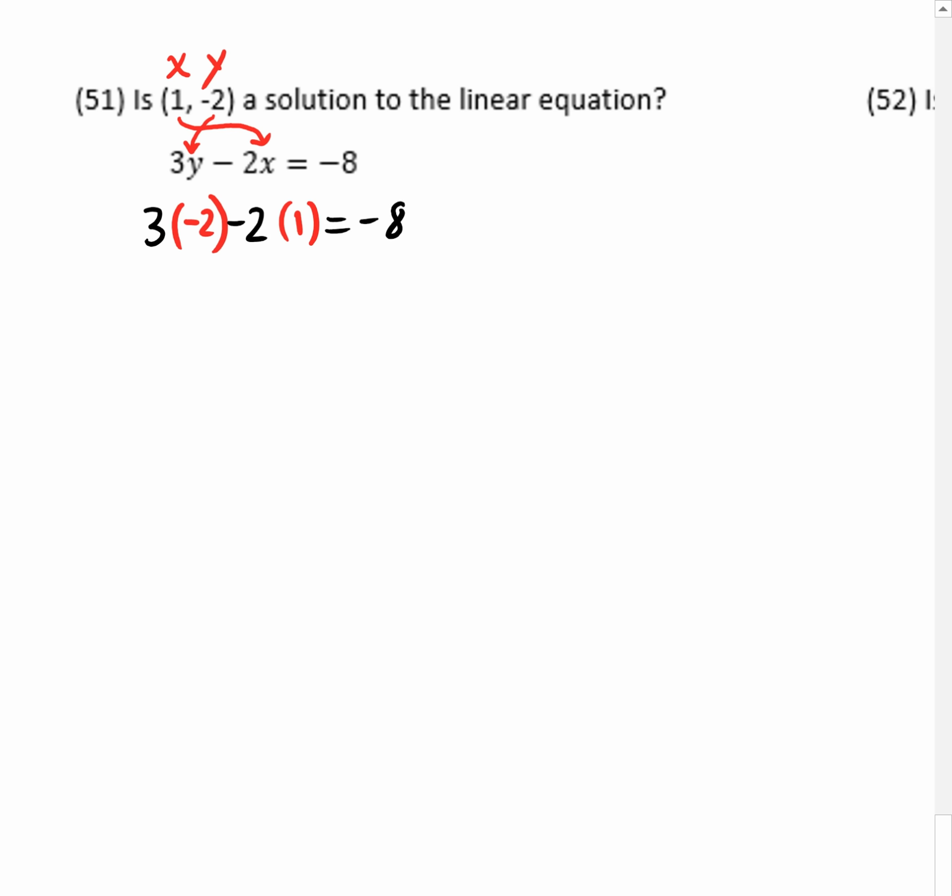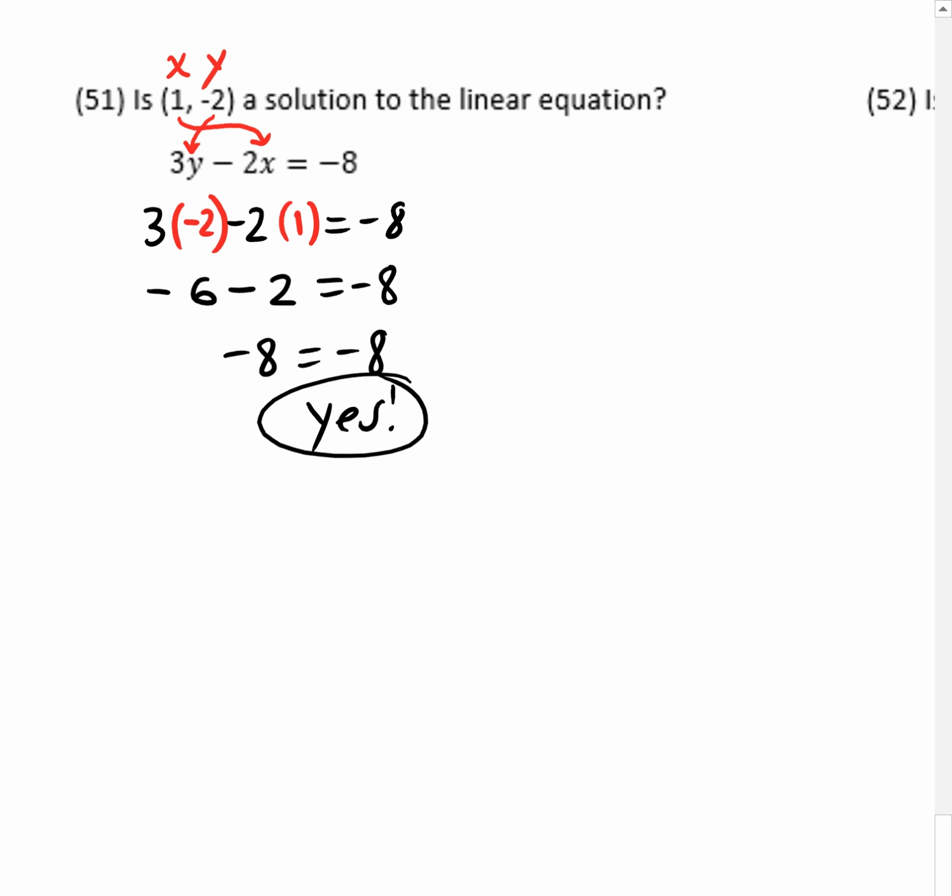And then try to simplify that. 3 times -2, that's -6. -2 times 1 is -2. And that is true. -6 minus 2 is -8. So yes, that means this guy is a solution to that linear equation. Phew.